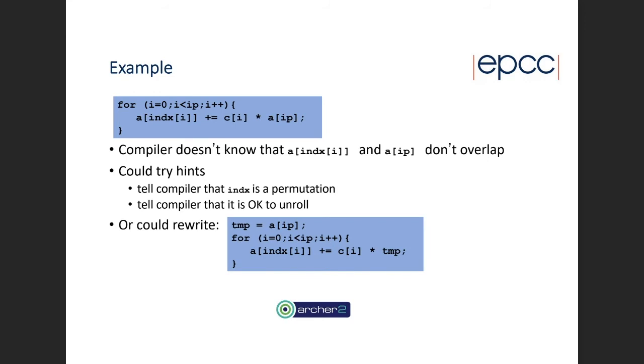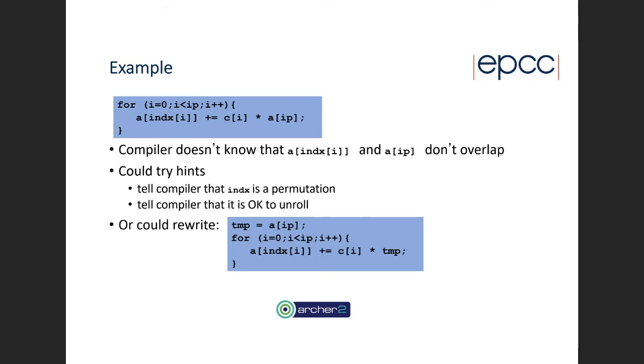So as a simple example here, there's code at the top. This is an indirect addressing problem. Okay, so I have an indirect address into the array A here, but there's also a reference to an element of A on the right. As a programmer, we may well know that none of the values that appear on the left-hand side ever appear, so index of I never takes the value IP. Okay? But the compiler can't possibly know that. It has to assume that it might.